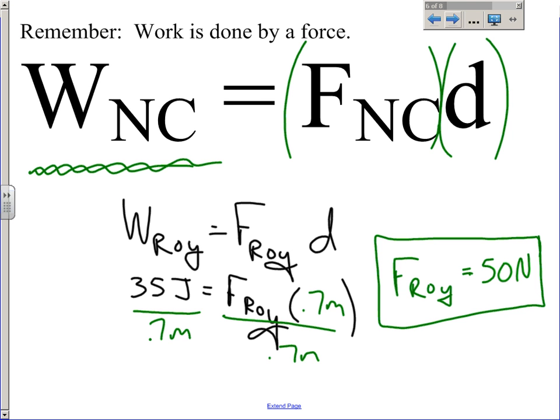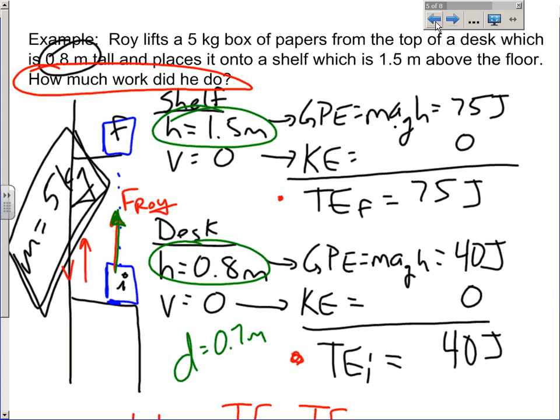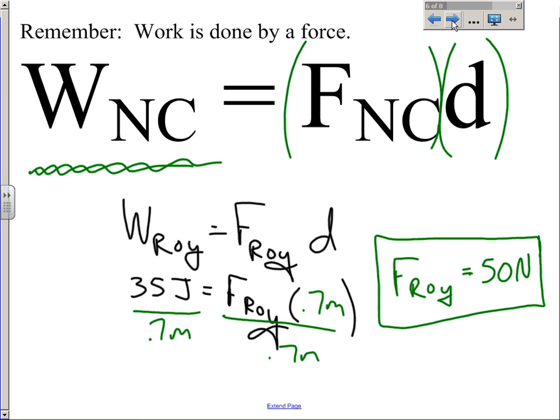If you care, which some of you do, some of you don't, that happens to be the same as the weight of the box, right? 5 kilograms times 10 meters per second squared to find the weight, the force of gravity, gives you 50 newtons. All right, there we go.